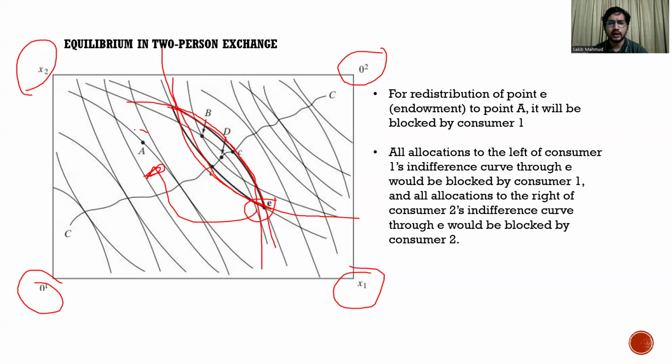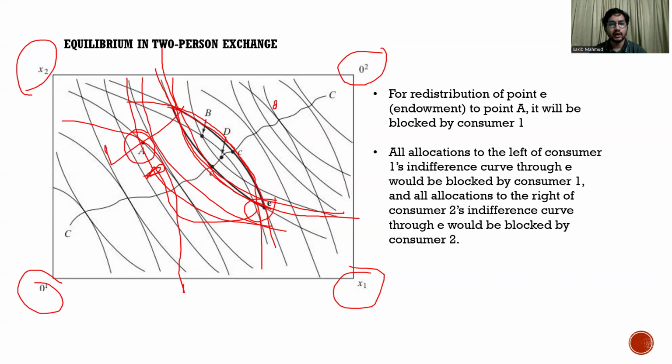Here for the allocation A, we can observe that person 1 must reduce its utility as the IC needs to shift to the left. For person 2, the indifference curve is shifting toward the left. He is improving, getting more utility, as he shifted from here to there. So person two is going to welcome this exchange, but person one is not going to allow this exchange. The main reason is that it is a demotion for person one to do so.